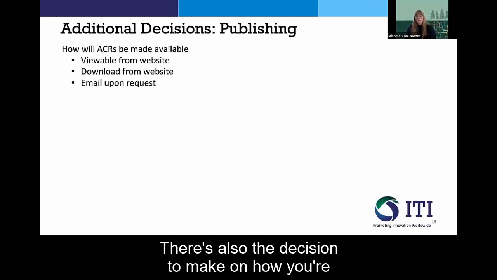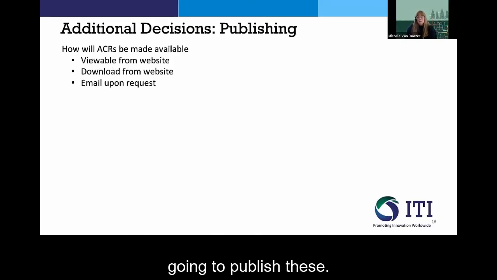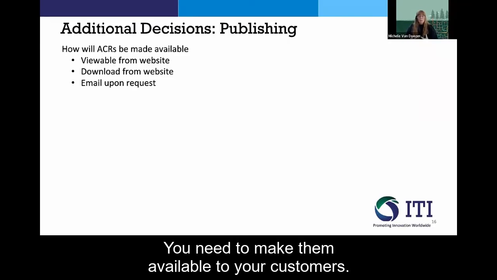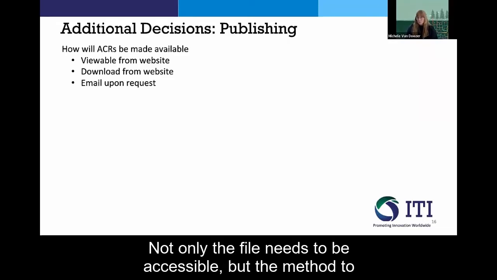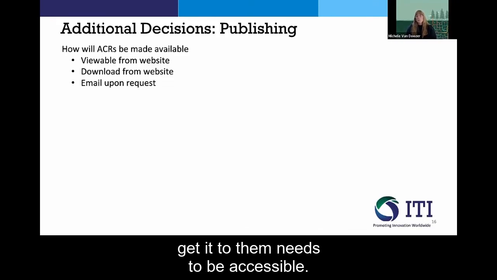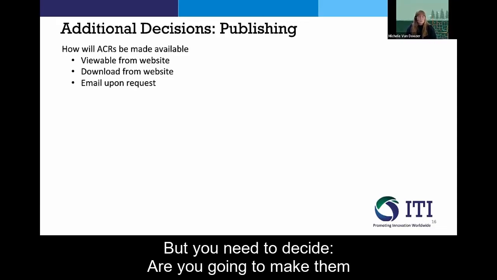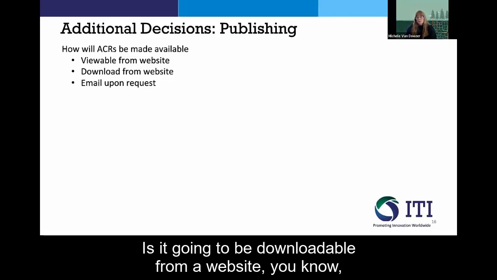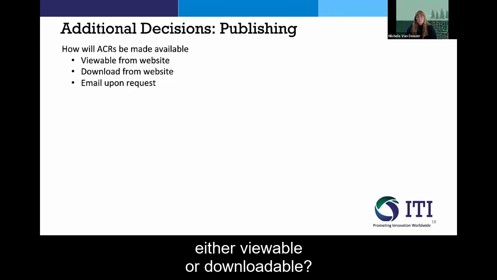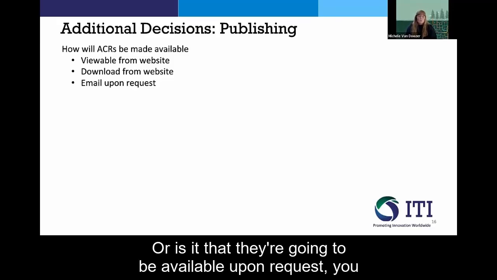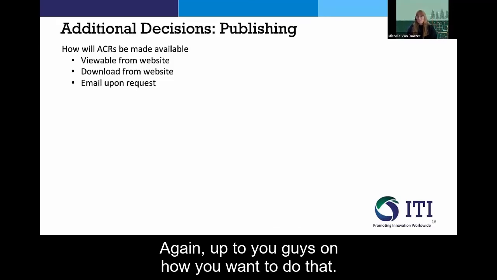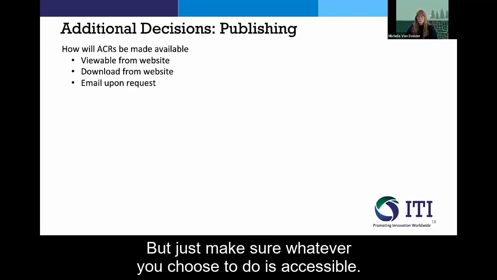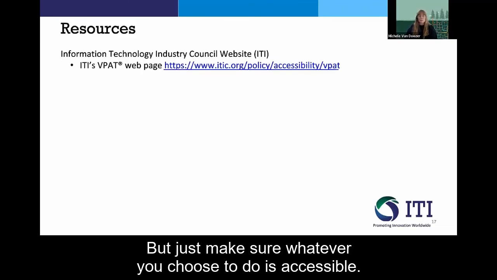There's also the decision to make on how you're going to publish these. You need to make them available to your customers. Not only does the file need to be accessible, but the method to get it to them needs to be accessible. You need to decide, are you going to make them available on your website? Is it going to be downloadable from a website, either viewable or downloadable? Or are they going to be available upon request, such as an email request? Again, it's up to you on how you want to do that. You own this information, but just make sure whatever you choose to do is accessible.